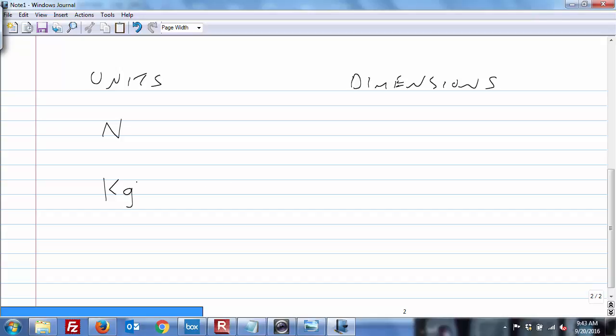Now, what I'm going to do over here in this dimensions column is just write out a big M for mass, because anything that has a mass we can measure in kilograms, or in grams, or in pounds of mass, or stones, or slugs. There are all kinds of different masses out there, but the dimension of mass is just M.